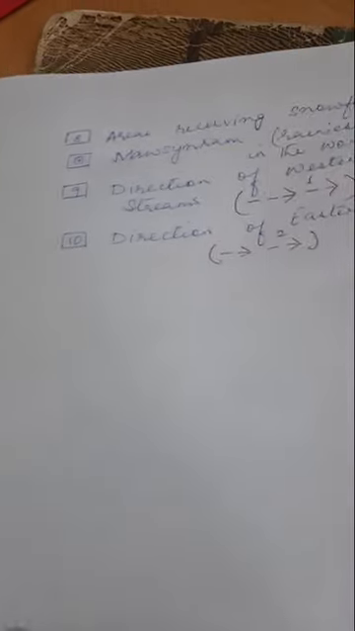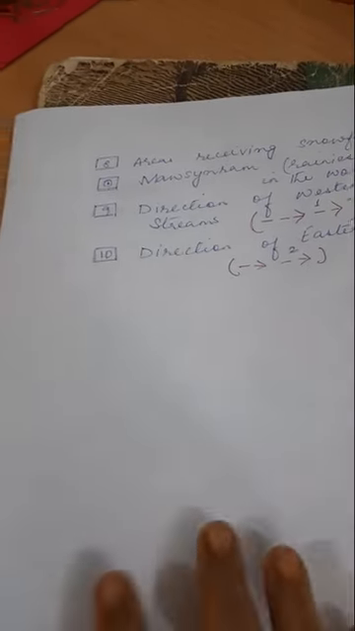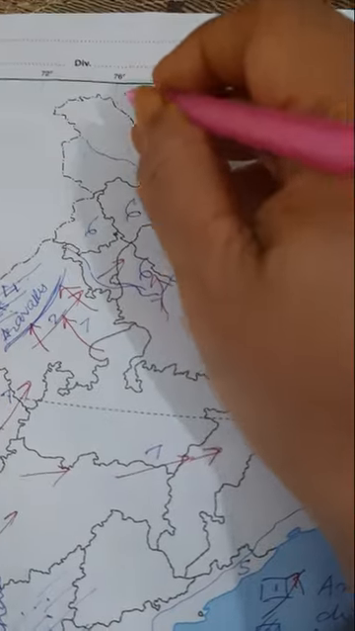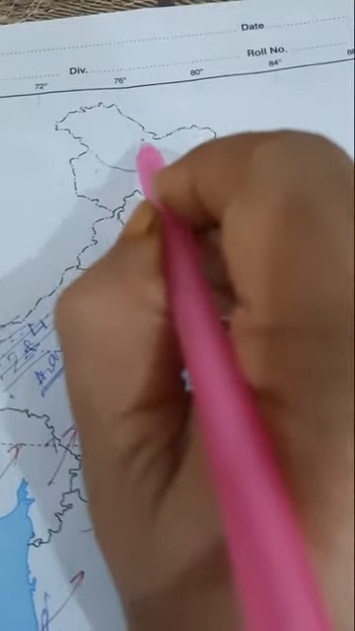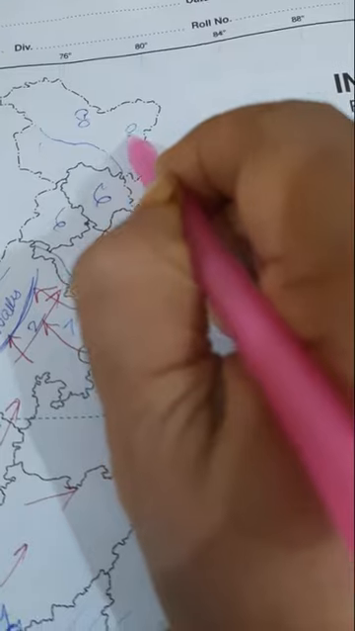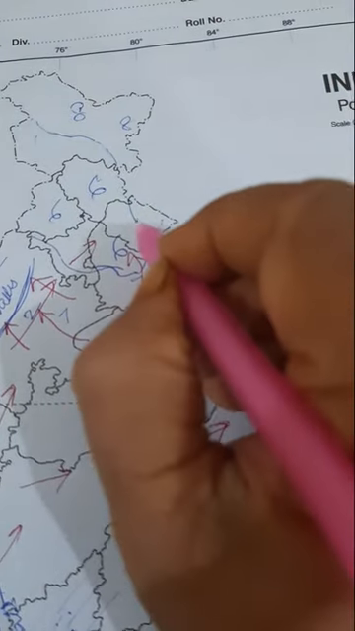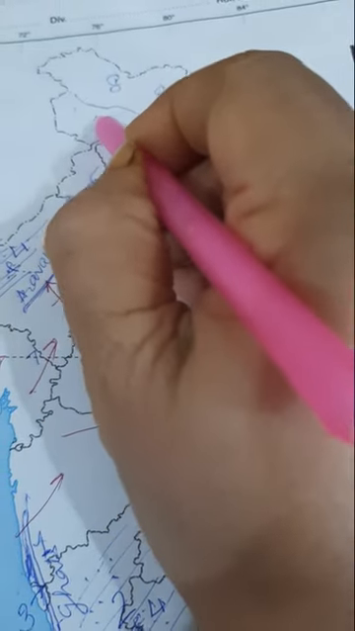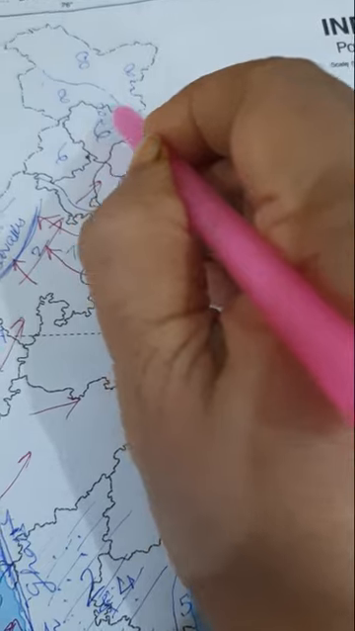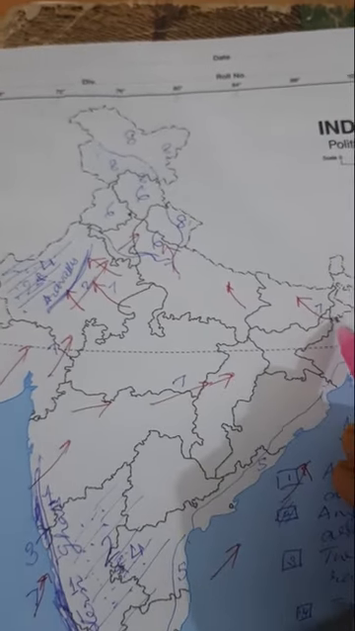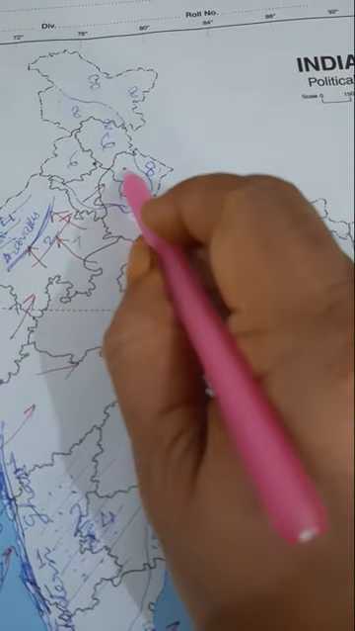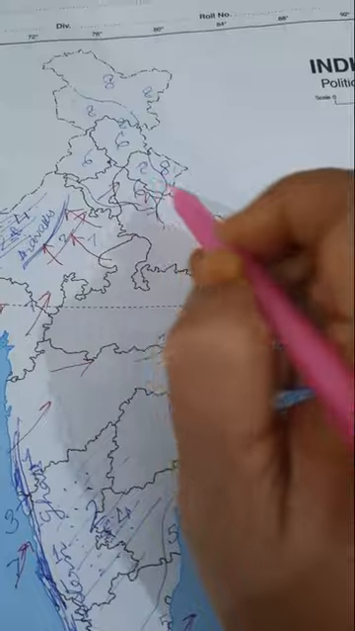So areas receiving snowfall, Mausinram. So first let me do areas receiving snowfall. So that is number 8. So obviously all these areas receive snowfall. Even this portion also receives snowfall. Okay, so the areas receiving snowfall are all the heights of Himalayas. You can write 8 in the entire Himachal Pradesh as well.